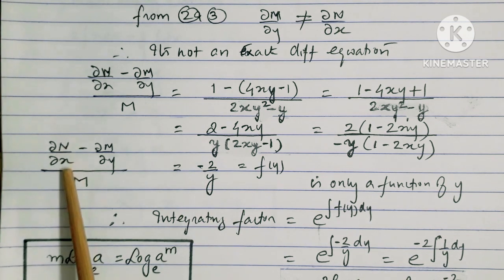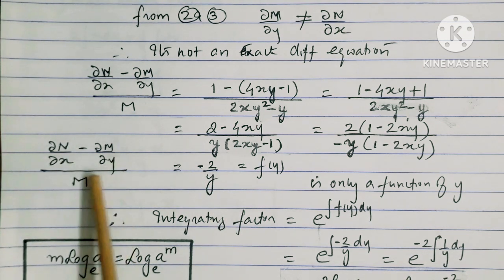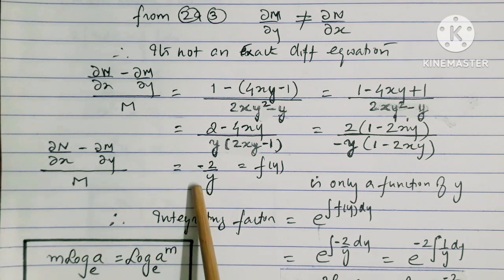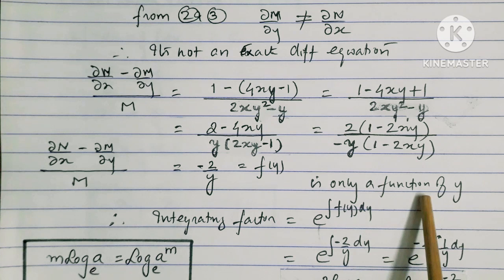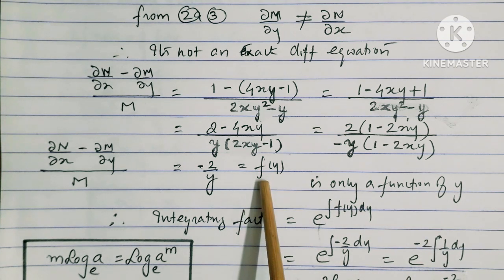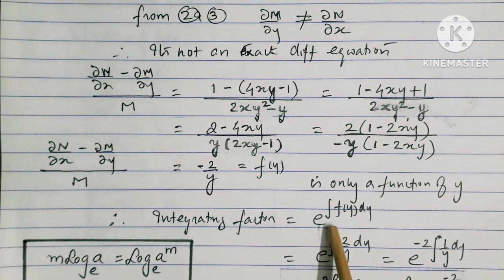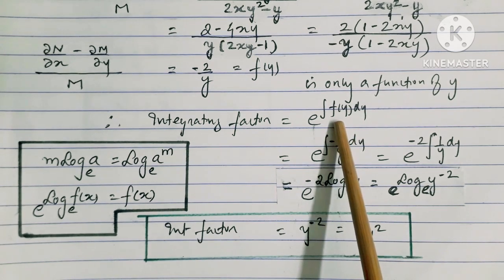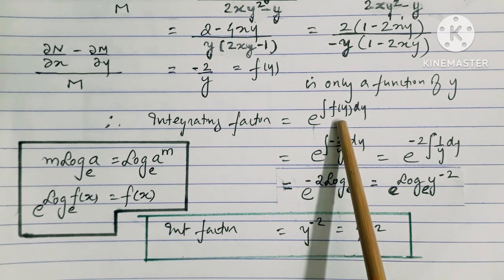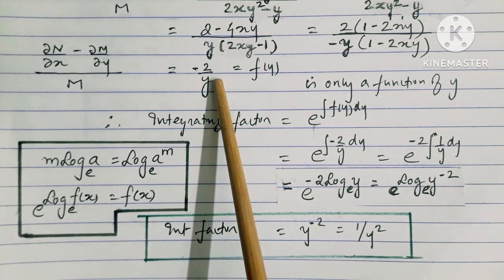That is, (∂N/∂x − ∂M/∂y) upon M equals −2/y. So this is a function of y only. Let us say f(y). Therefore, the integrating factor is equal to e raised to integral f(y) dy. Now, let us substitute the value of f(y) in the integral, which is equal to −2/y.